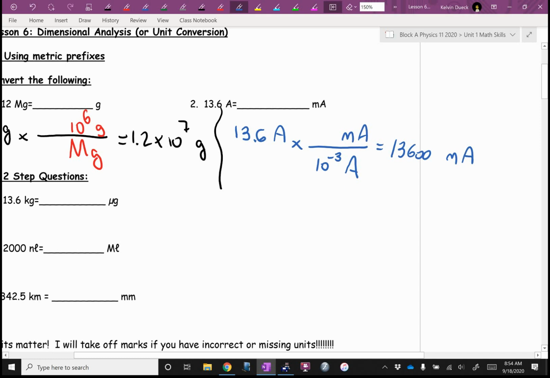By the way, you'll learn in Physics 12, milliamps is also nicknamed the death current. If you get shocked with milliamps, that's enough to kill you, so don't muck around with electricity.